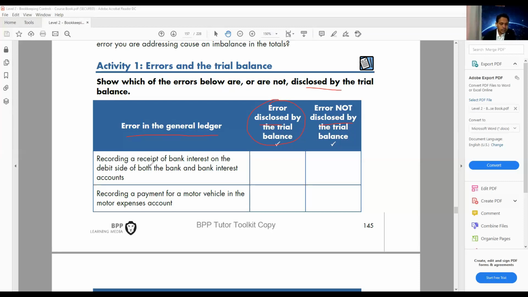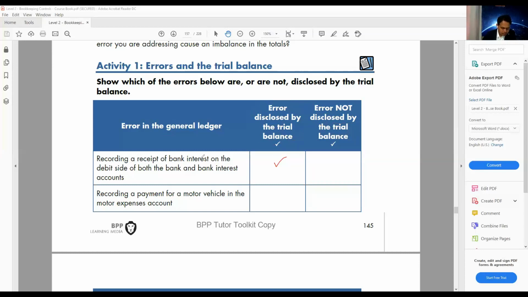So what you did, bank interest and the bank, both on the debit side. If you make two debits, your trial balance will not match, so it will be disclosed, isn't it? The error will be disclosed because you wrote both on the debit side, and the credit side will be nil. Nothing will be there and the trial balance will not match. If the trial balance does not match, your error will be identified. So for that reason, Abdul, it will be disclosed because your trial balance will show the difference.